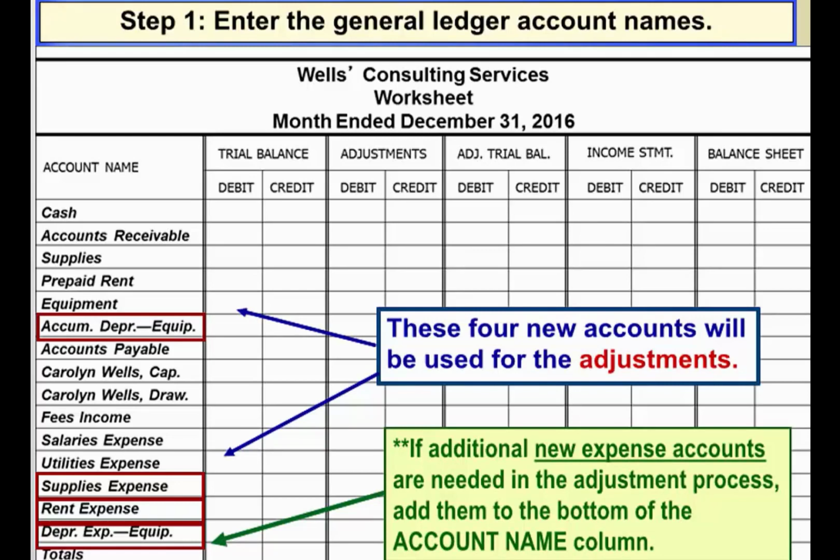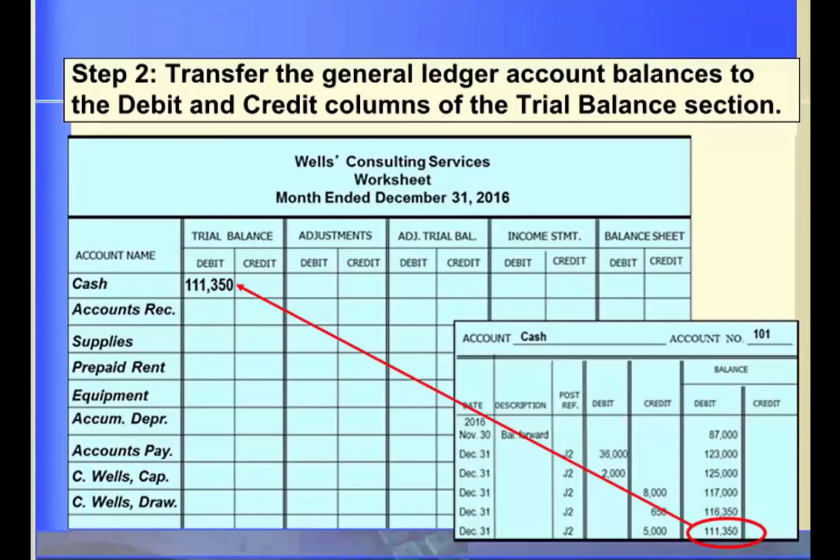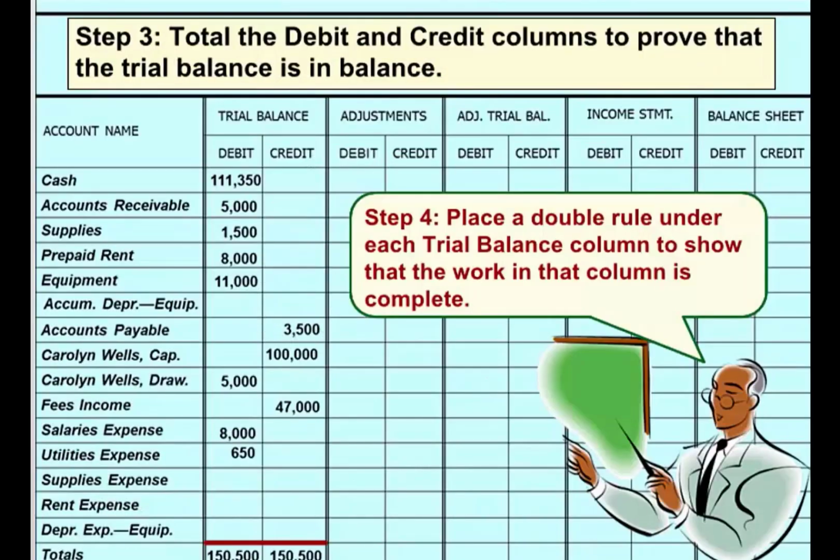To enter a trial balance on the worksheet, you would follow these steps. The first step is to enter the General Ledger account names. We will need to add 4 new accounts at this time so that we can make adjustments at the end of the month. If you are not sure whether you need any additional accounts or what those account names will be, remember you can add them at the bottom of the existing list of accounts in that column.